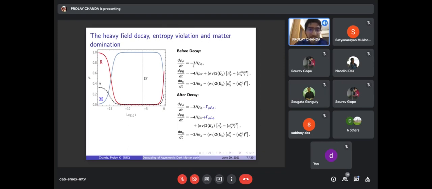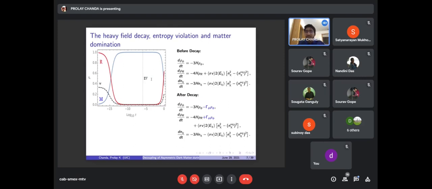At the junction point here, where the blue line goes up and the red line goes down, the universe becomes matter-like. The phi field starts to dominate over the radiation, and this initial flat region is what we can confidently call a matter-dominated phase. Now, this vertical line, EV, stands for entropy violation.